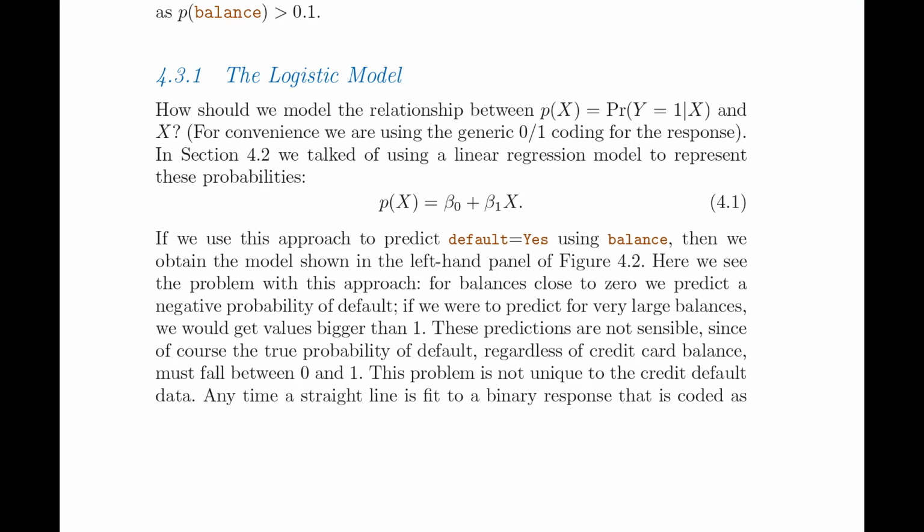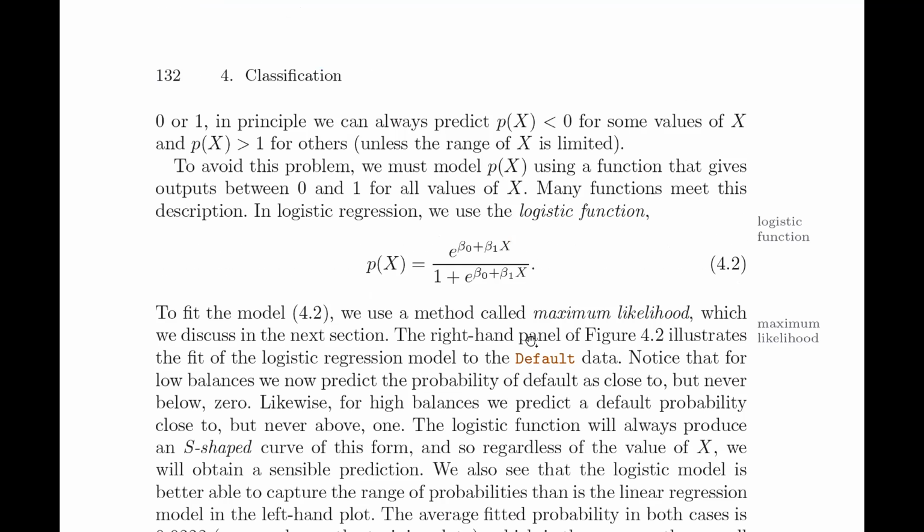This problem is not unique to the credit default data. Anytime a straight line is fit to a binary response that is coded as 0 or 1, in principle, we can always predict probabilities of x less than 0 for some values of x, and probabilities greater than 1 for others, unless the range of x is limited. The range, in the sense, the interval of x is limited.